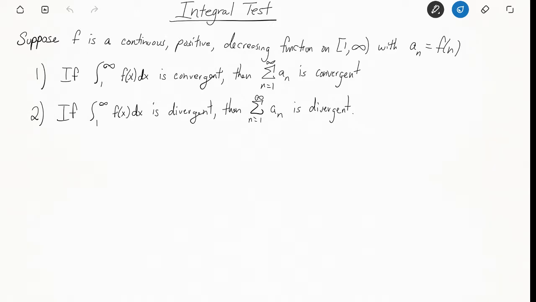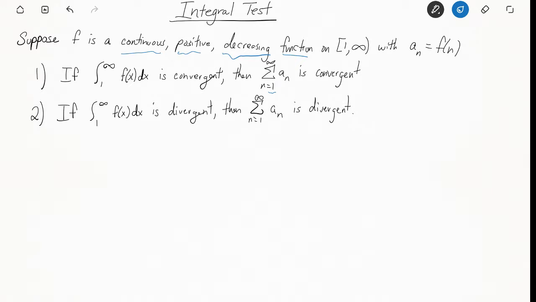Well, in terms of what we have, we need a continuous, positive, decreasing function. So there's three parts: we need continuous, positive, and decreasing on an interval. Now we write 1 to infinity because usually that's what our summations are, but if it's not 1 to infinity, just adjust to whatever your index starts at. That's where we'll need the continuity, positive, and decreasing, and where a_n equals f of n, right?